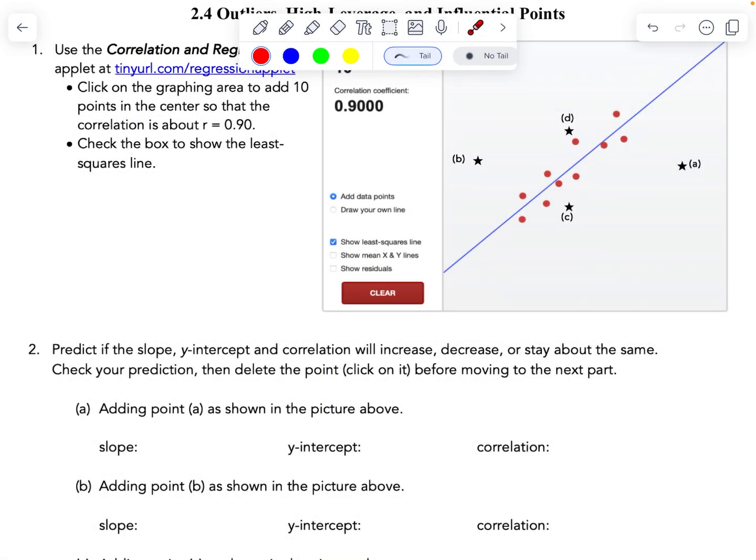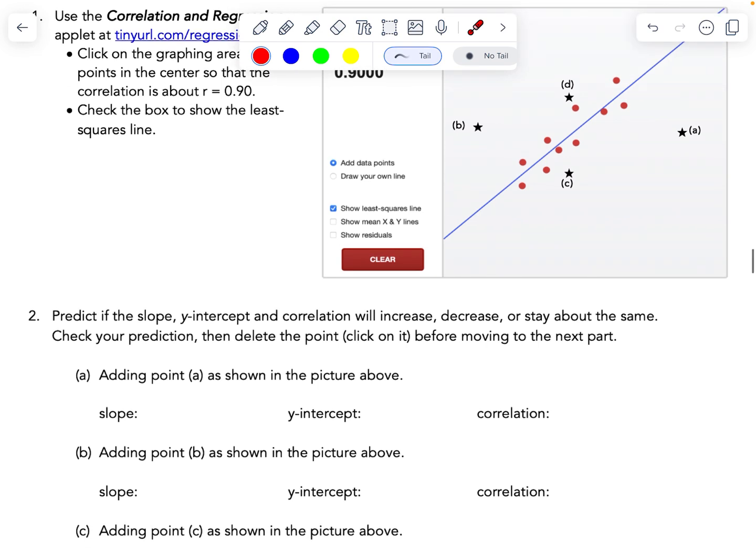Alrighty, let's complete this activity together. So you had a chance to explore this on your own, and now we're going to talk about it. We're going to talk about each of these points and how they affect our least squares regression linear model.